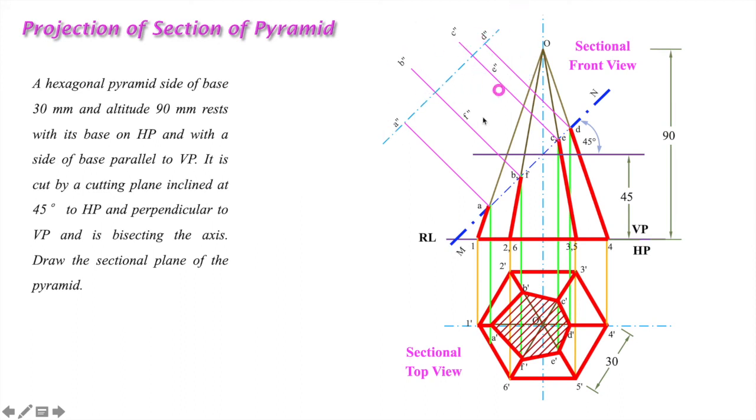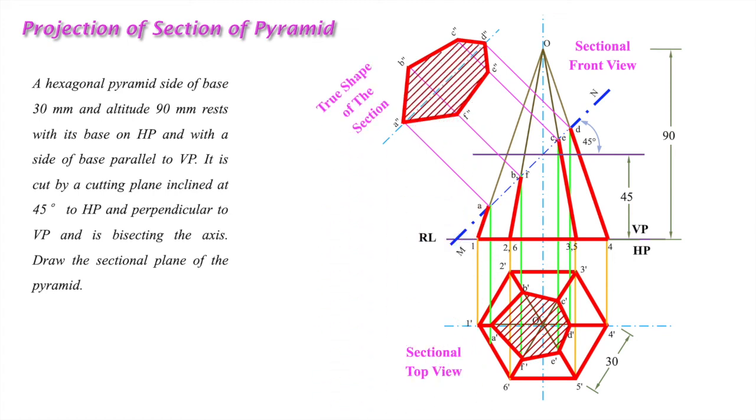Now join these points. Again, this hexagon is the true shape of the section. It is definitely generated due to making the section, and that is why we draw the 45-degree hatch lines. And it will be said that this is the true shape of the section.